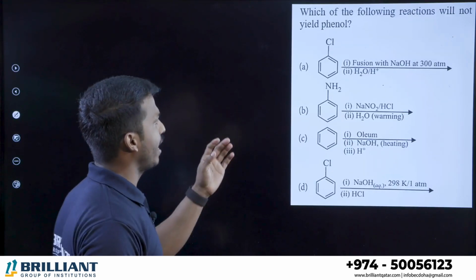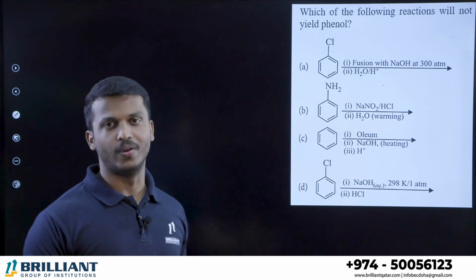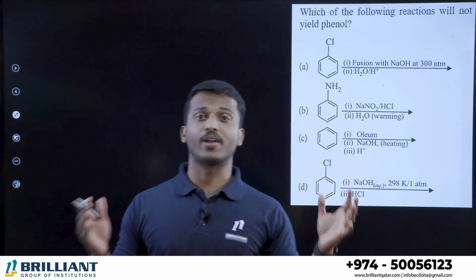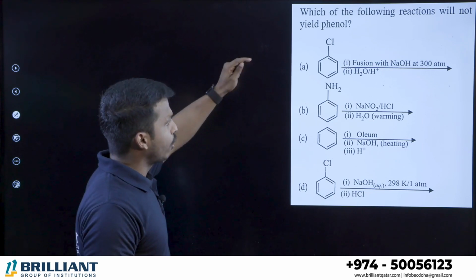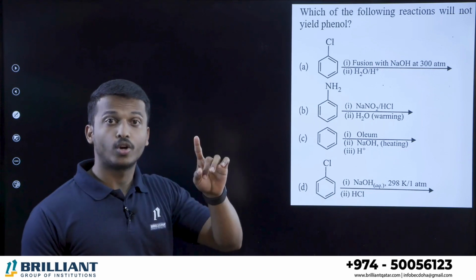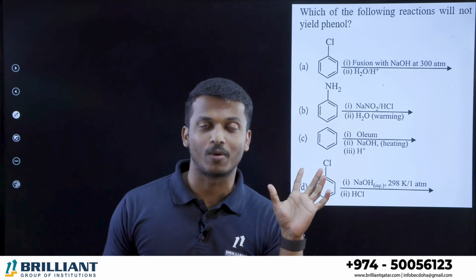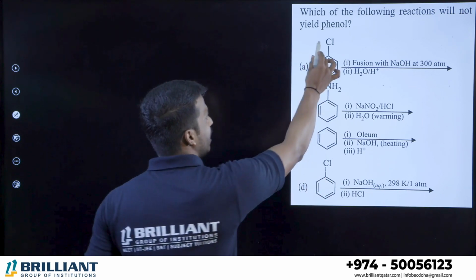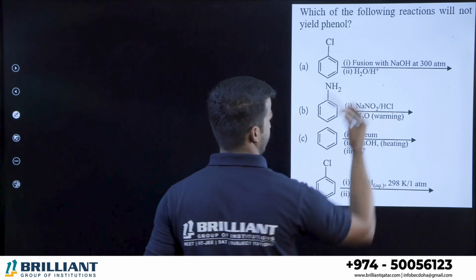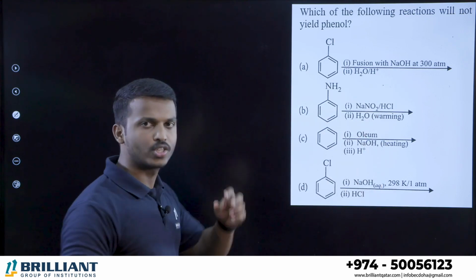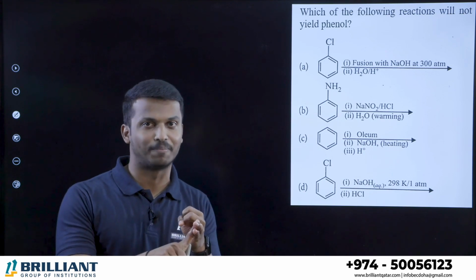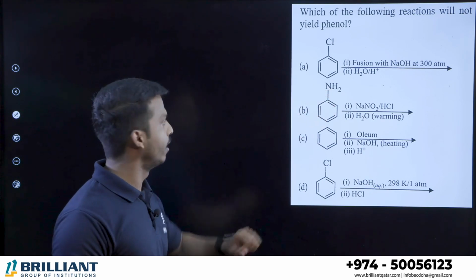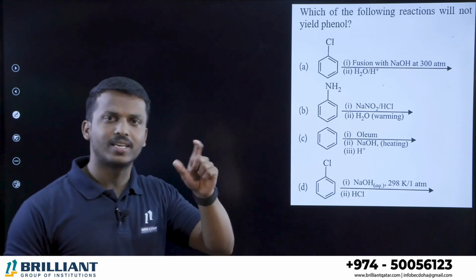Which of the following reactions will not yield phenol? Through which reaction can you not prepare phenol? That is the question. Okay. Option A, chlorobenzene. You have studied the Dow process, right? What is the Dow process? Chlorobenzene is first treated with aqueous NaOH. You will get sodium phenoxide at 623 Kelvin and 300 atm pressure. Yes, 300 is specified. And the second reaction is acid hydrolysis.